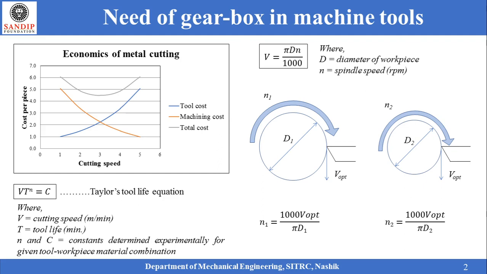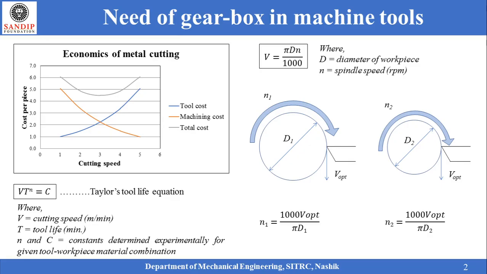But the prime mover used in a lathe machine is an electric motor, which is generally a constant speed prime mover. We need a gearbox to achieve different speeds at the spindle. This is the primary requirement of a gearbox in a machine tool. Let us consider one more reason by an example.